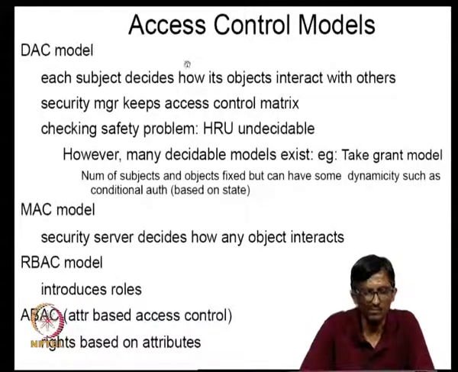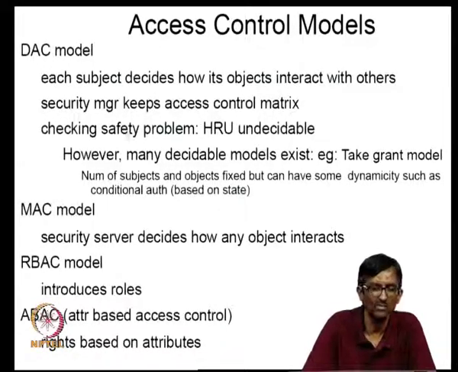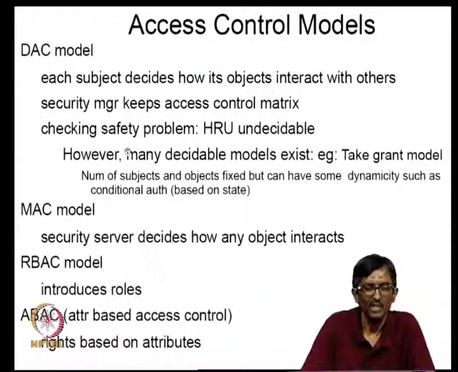Okay, we already mentioned a bit, but let's quickly look at some access control models. In a discretionary access control model, each subject decides how its objects interact with others. The security manager keeps an access control matrix. It turns out there are theoretical problems here also. Even in the discretionary access model, there is what is called a safety problem.